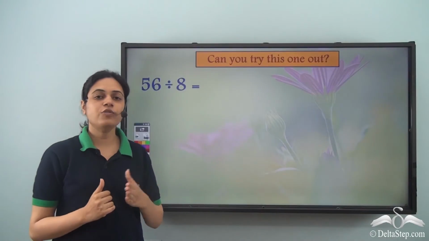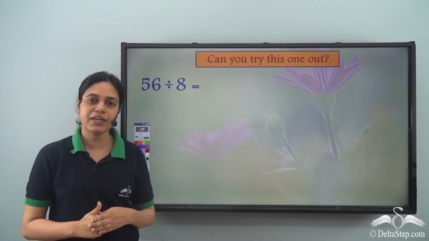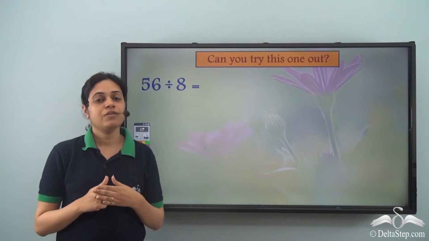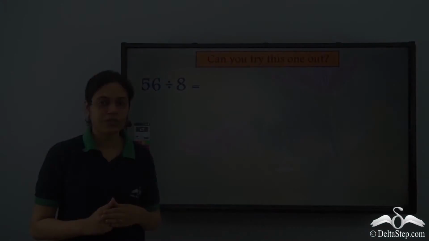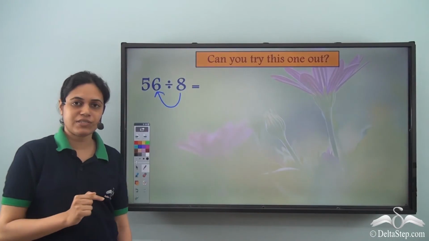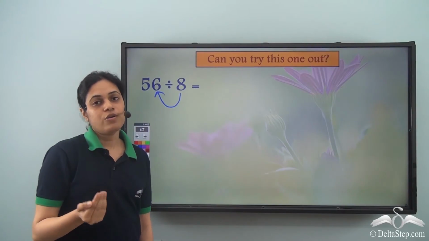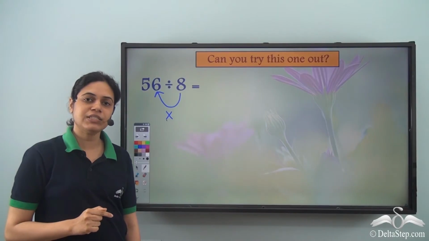Now can you try out this one on your own? What is 56 divided by 8? Well, in order to find this, I need to know the table of 8. So how many times does 8 go into 56? Or what should I multiply 8 with to get 56?